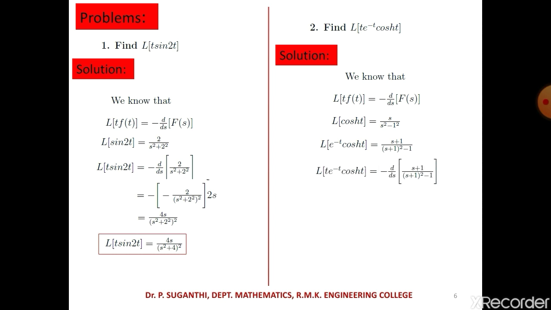Now we have to find the Laplace transform of t into e power minus t cos ht. So here the t is transformed into minus d by ds with the above result. Now differentiating once, we get the result Laplace transform of t into e power minus t cos ht, which is equal to s plus 1 the whole square plus 1 divided by s plus 1 the whole square minus 1.